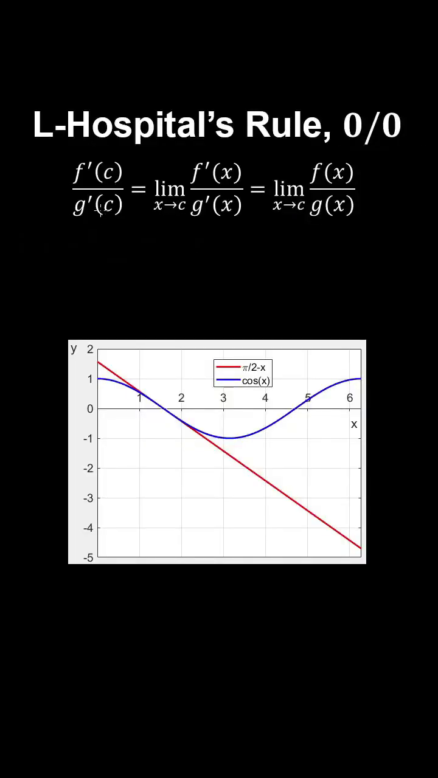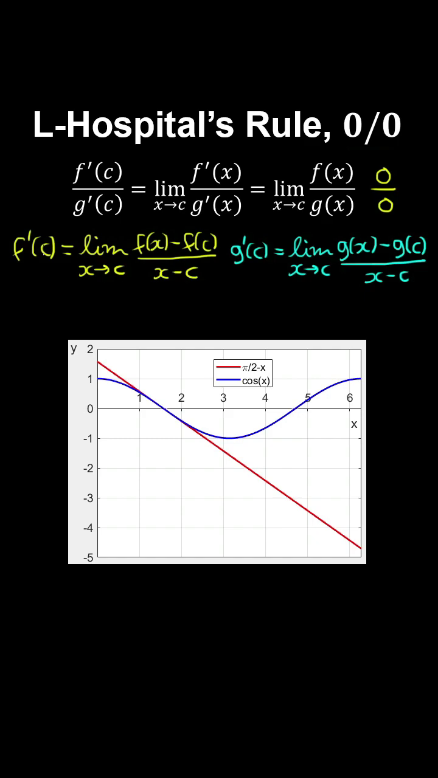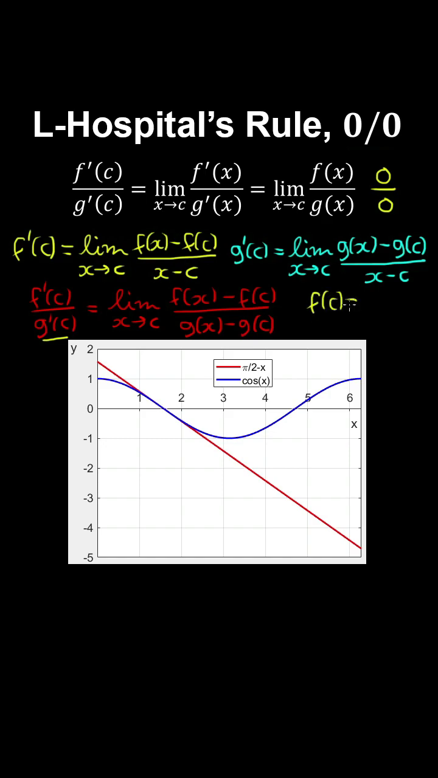Let's derive L'Hopital's rule for an indeterminate limit of the form 0 on 0. So if we start off with a definition of these derivatives, and now if we divide these two together, here we've assumed that the functions f and g are both differentiable, and the derivative of g at c is not 0. Now for the special case where both f of c and g of c are 0, as x approaches c, we have a ratio of 0 on 0.